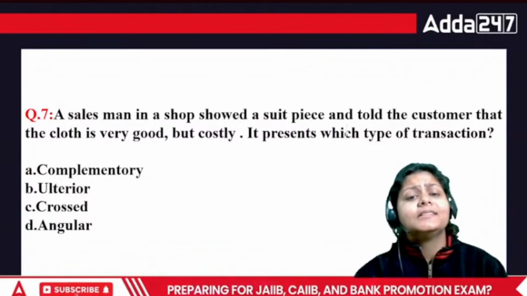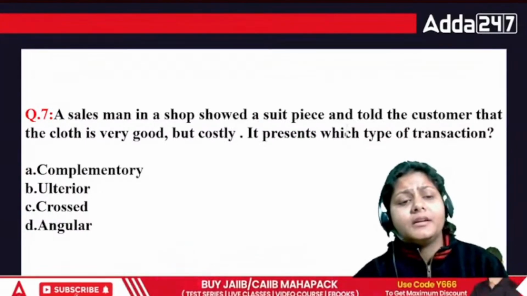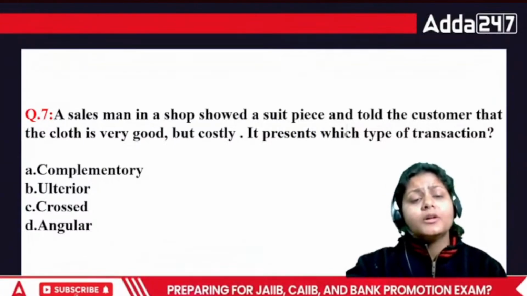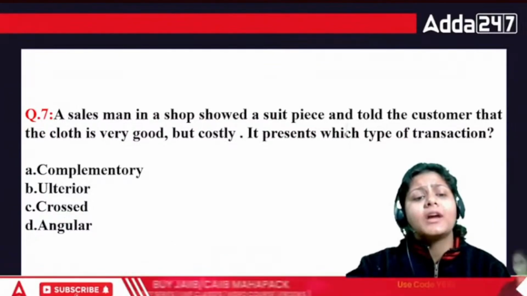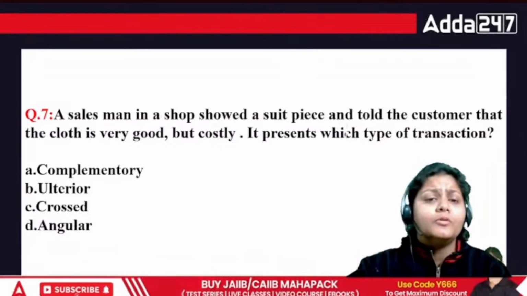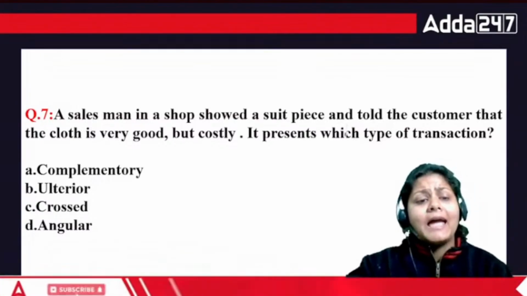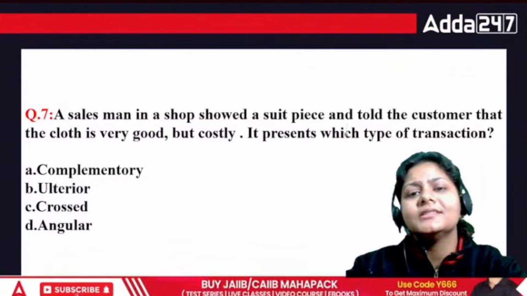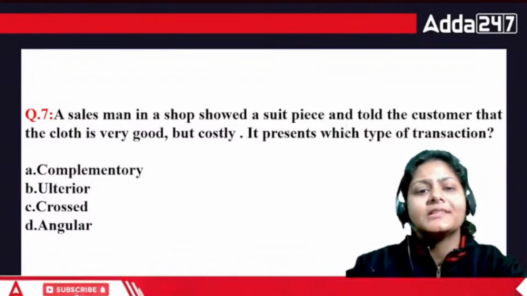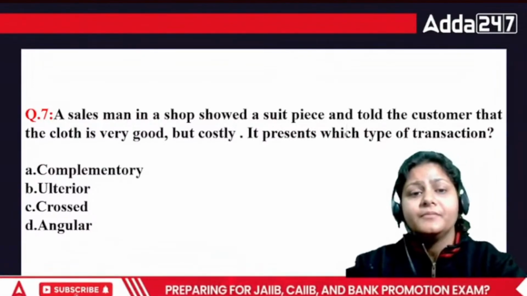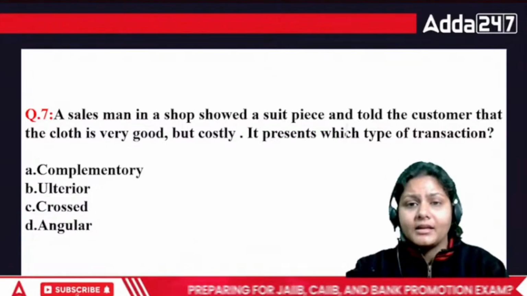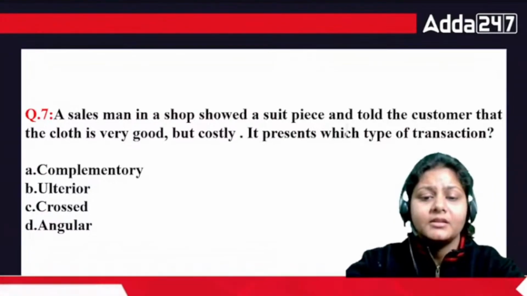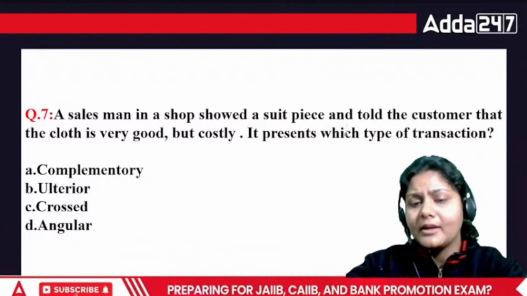Normally it can hinder your communication also. Ulterior means there will be a hidden meaning. Angular means he wants to try to say something, and ulterior means you interpreted something else. Angular is basically the hidden message. So here the salesperson is showing the suit piece and told the customer that the cloth is very good but costly. So actually he has a hidden meaning in that. What type of transaction is this? It is an angular transaction. We call it an angular transaction.